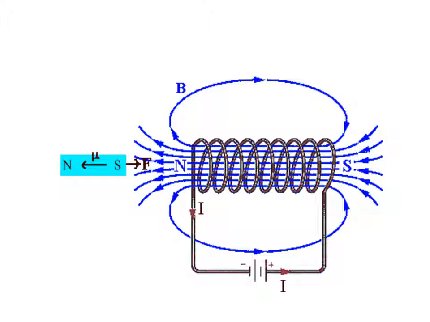So here you can see that outside, the magnetic field lines move from north to south, and inside the magnet or solenoid they move from south to north pole.